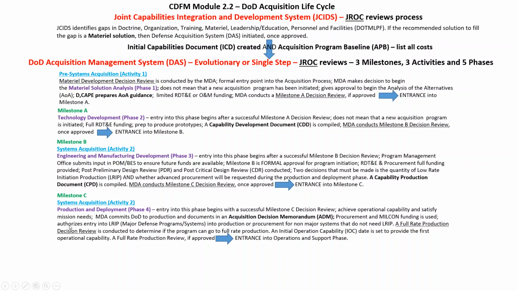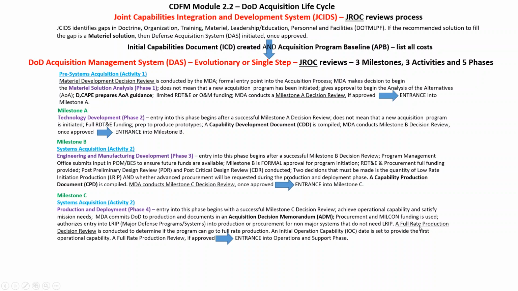Production and deployment authorizes entry into LRIP. Remember, up here, for the LRIP, we were given the quantity. We were told in the engineering, manufacturing, and development the quantity of that low rate initial production. So in the production and deployment, whatever that quantity was, we are authorized to develop them into the production, or procurement for non-major systems that do not need LRIP.